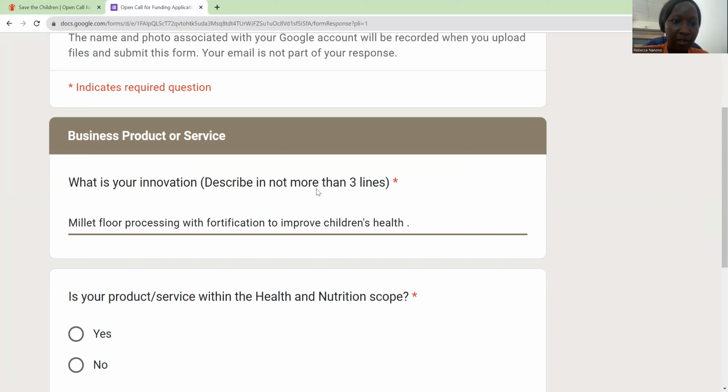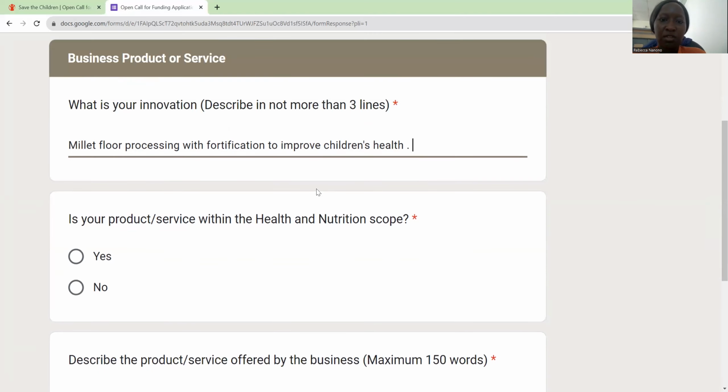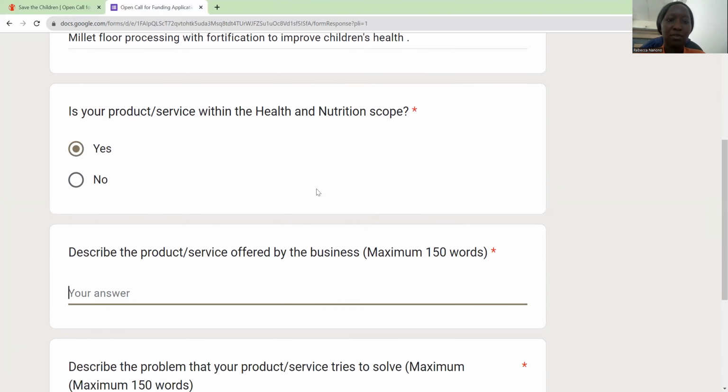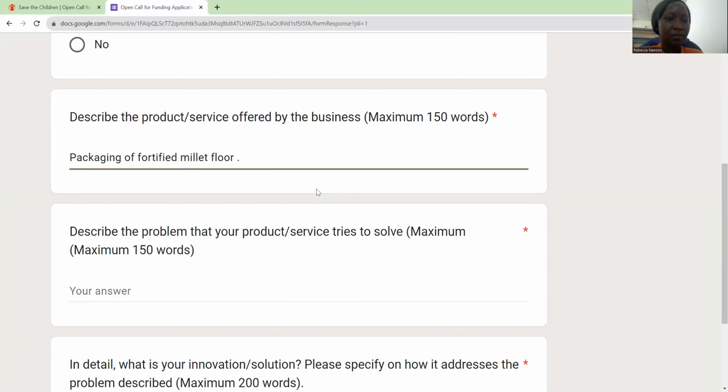There are three lines. Is your product or service within the health and nutrition scope? Of course, if not, you're not going to get the money. Describe the product or service offered by the business. Maximum 150 words. So you say maybe packaging of 45. Blah, blah, blah. If you need more knowledge on how to apply, you can contact me in the comments.